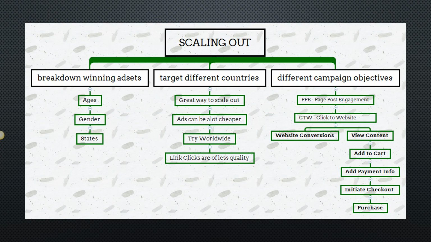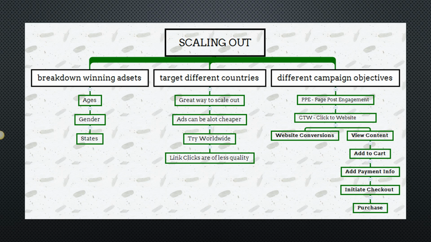Okay. Another way that you can scale Facebook ads is basically just by scaling out. Okay. And scaling out is basically dissecting your audience in every which way possible. Okay. So you want to try to target them in every which way. And you can do this by breaking down your winning ad sets. So you can actually go down into the reporting section, check the demographics, and see which ages are converting best, right? Which gender, male or female, and which states. So you can literally duplicate the ad sets that are winning, but break them down into the winning demographic. That's one way of scaling out.